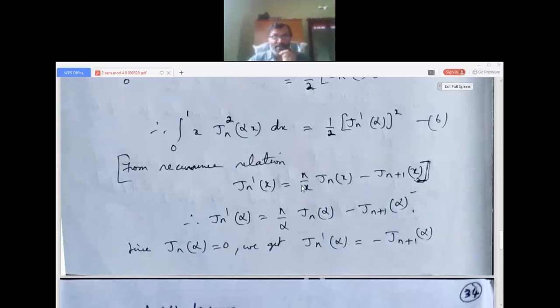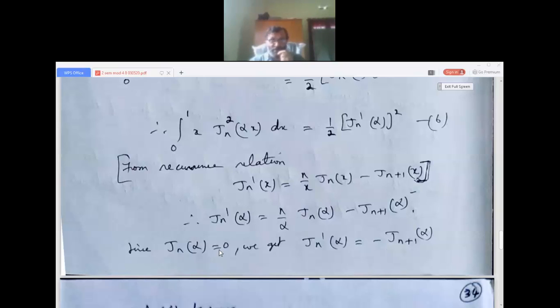Now there is one recurrence relation which is not there in your syllabus, but you are using it here. It is one of the 4 derivations, and it is not in your syllabus, so I gave it here. It is a recurrence relation of the Bessel function, and it will be used here. Jn'(x) is equal to n by x Jn(x) minus Jn+1(x). So Jn'(alpha) equals n by alpha Jn(alpha) minus Jn+1(alpha), wherever x I put alpha.